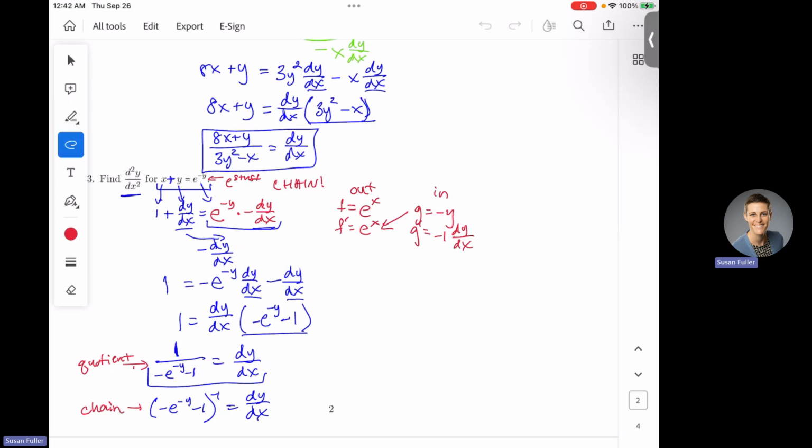Normally, if I were in class, I would let you tell me the way that you wanted to do it. But we're not in class, so we're going to do it the way my brain likes to do it. And my brain really prefers the chain rule. So I'm going to do the chain rule here.